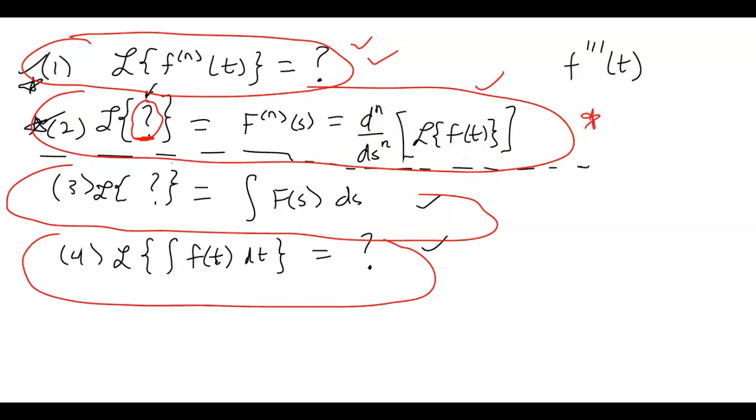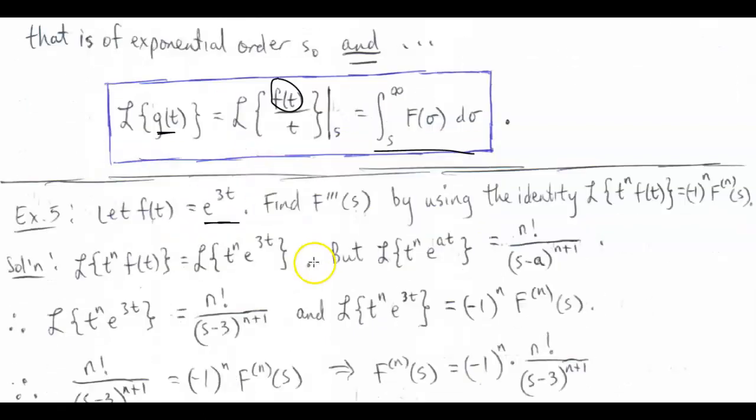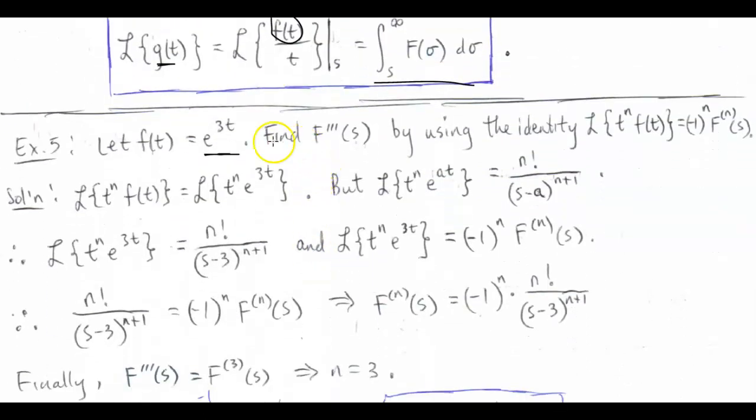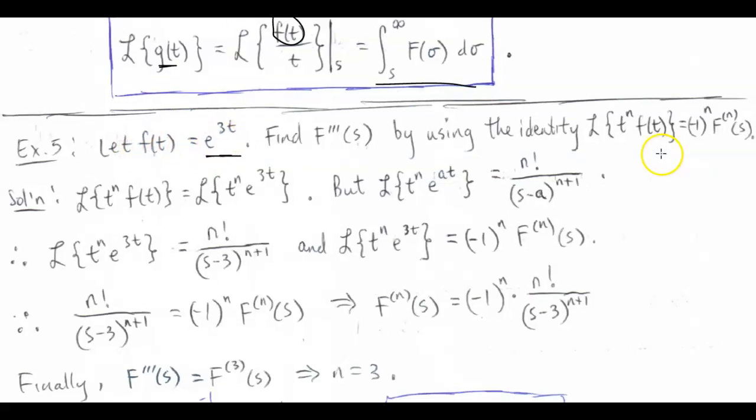And so if we go back and look at example number 5 here, we want to see what is going to be the third derivative of the Laplace transform of f of t if f of t is going to be e raised to the 3t here. Okay? Now, before we begin, we want to recall that whenever we take the Laplace transform of t raised to the n times f of t, that's going to be the same as -1 raised to the n times the nth derivative of the Laplace transform of this function f here. Okay, so we want to take that into account.